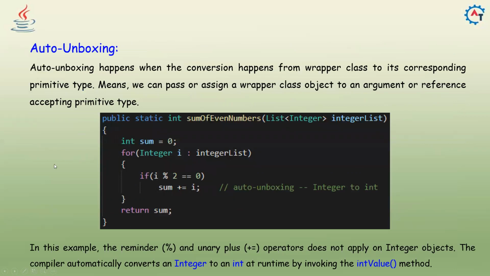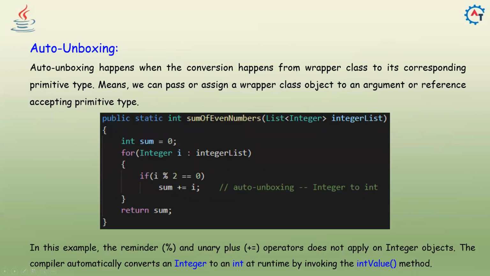So auto unboxing. Auto unboxing happens when the conversion happens from a wrapper class to its corresponding primitive type. It means we can pass or assign a wrapper class object to an argument or reference accepting a primitive type. Okay. So here, capital Integer means i is of the wrapper class type that I'm assigning to this sum. What is this sum? It is a normal int. So I'm doing the reverse. Even then it is accepting it: auto unboxing, Integer to int.